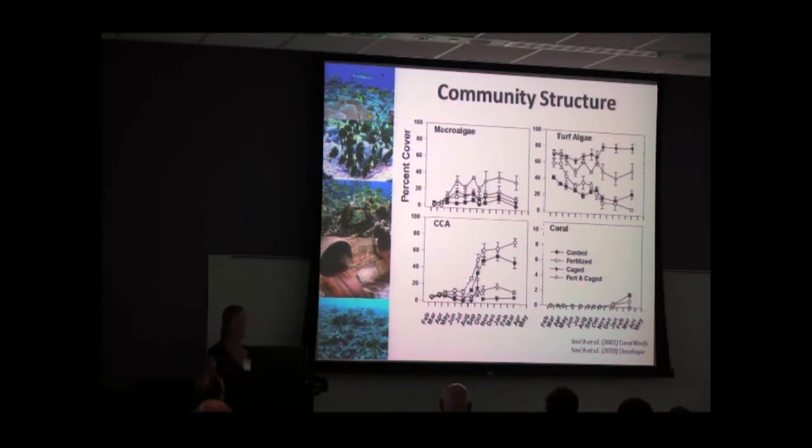And interestingly, we only saw corals arriving in the treatments where herbivores were present, so where we had the crustose coralline algae, where the turf algae were not dominating. So we see herbivores seem to be facilitating CCA abundance as well as coral settlement.